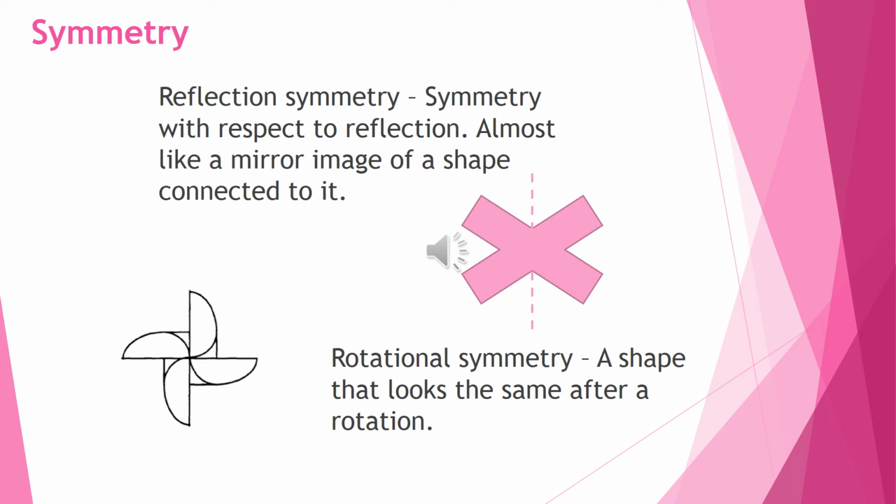For something extra, let's go on to symmetry. There are two kinds of symmetry, reflection and rotation. Reflection symmetry is symmetry with respect to reflection, almost like a mirror image of a shape connected to it, while rotational symmetry is a shape that looks the same after a rotation. Have a look at the examples.